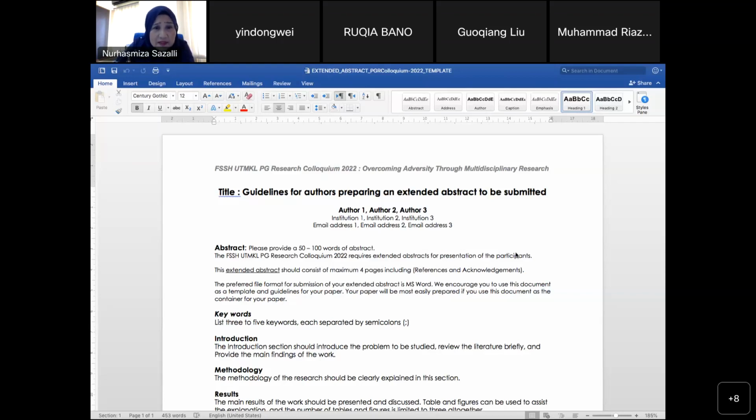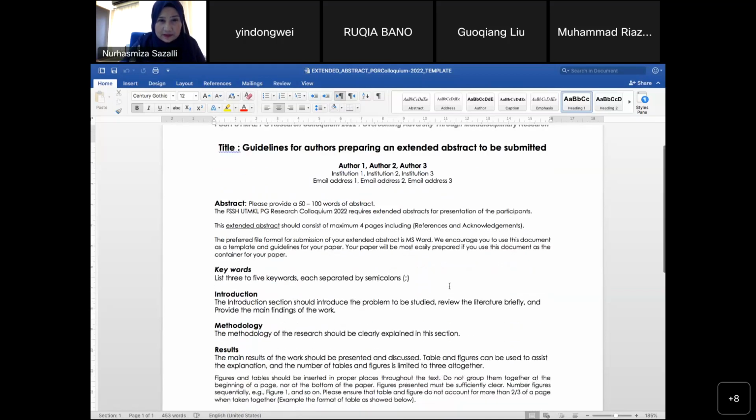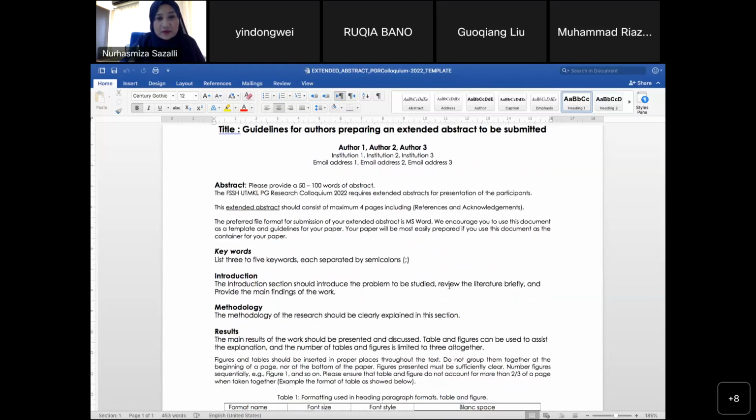And then this extended abstract for our colloquium is just 4 pages. So it's something that is doable for all of you. Then keywords. Some of you might be asking me, what are the keywords referring to? So perhaps the important keywords in your research. Let's say your research is something to do with problem-based learning. So PBL should be there. Mobile learning should be there.